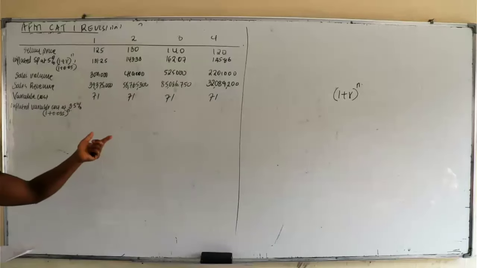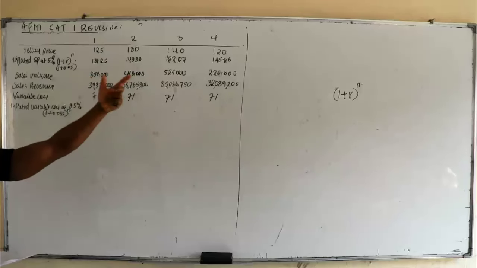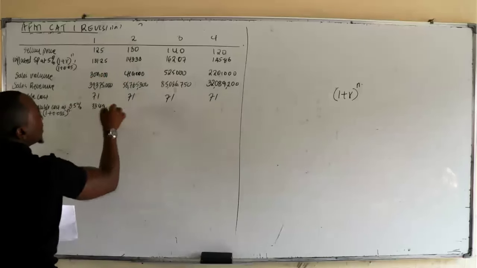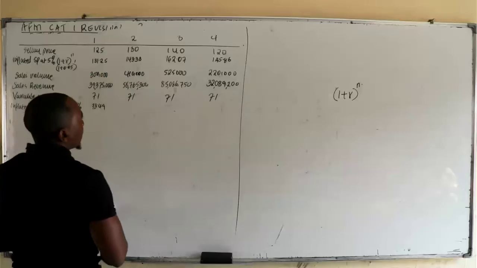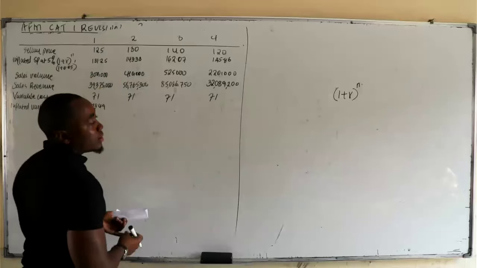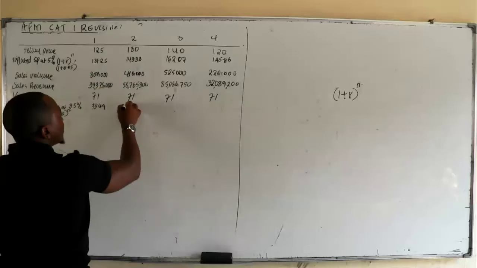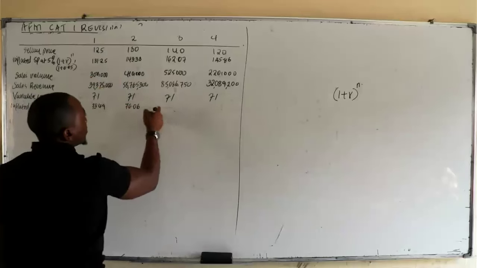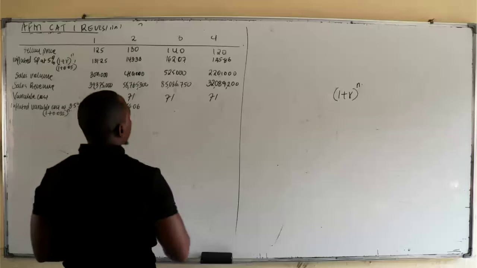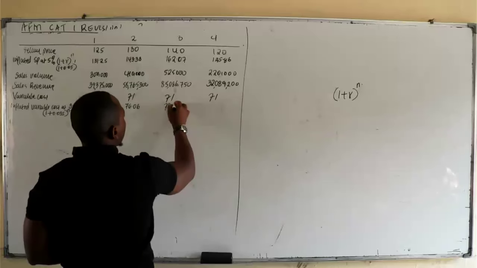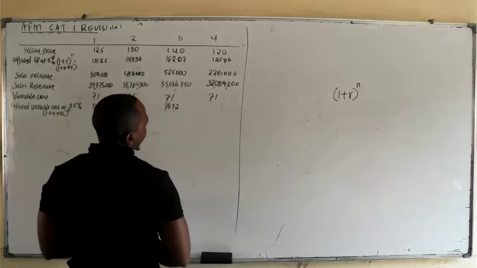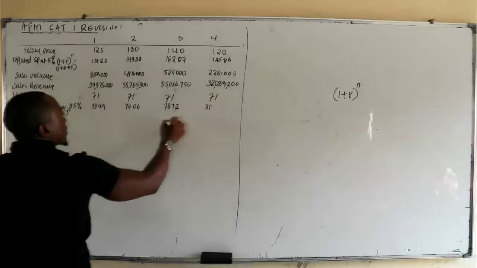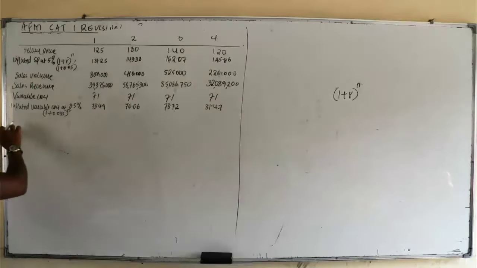So the first one will be 1.035, and you multiply by 71. Year 2, squared; year 3, raised to power 3; year 4, raised to power 4. You multiply by 71. You get 70.006, 78, 72, 81.47. Then we have the sales volume.